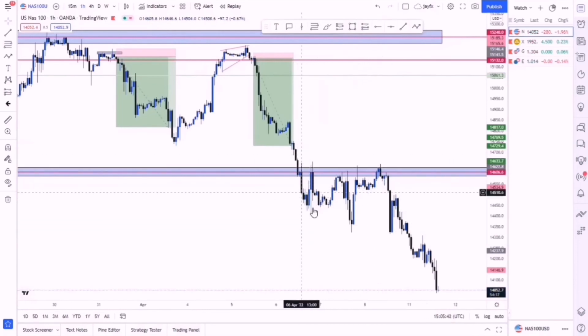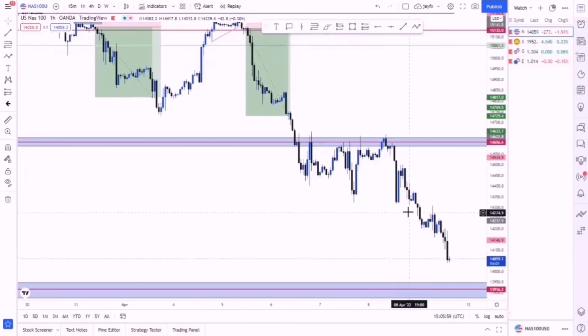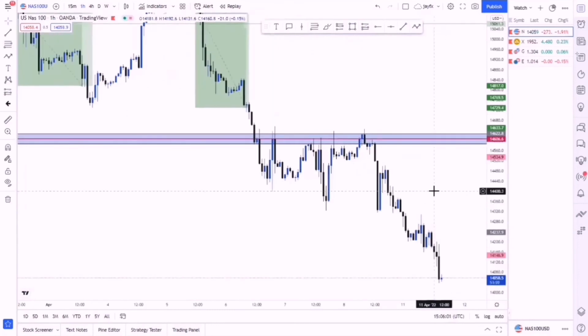So when I saw these multiple rejections, I think this took 2 days to happen. The first retest happened on the 6th of April. If you look down here, it happened on the 6th of April. Then the second rejection happened on the 7th of April. So it took 2 days. So on the 8th of April was when I actually made my entry on Nasdaq.